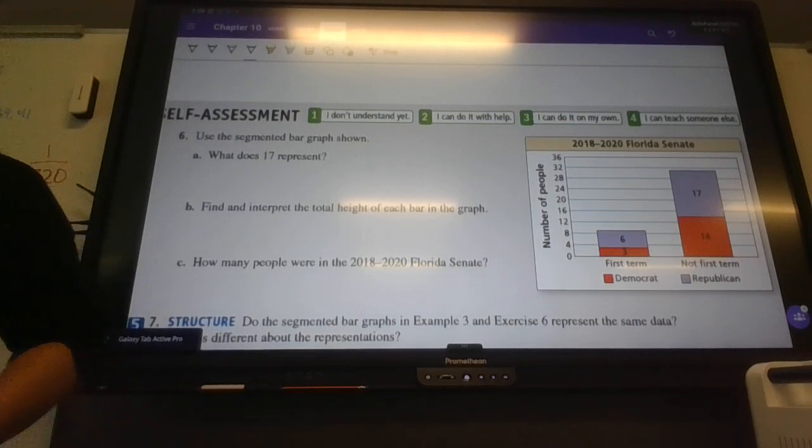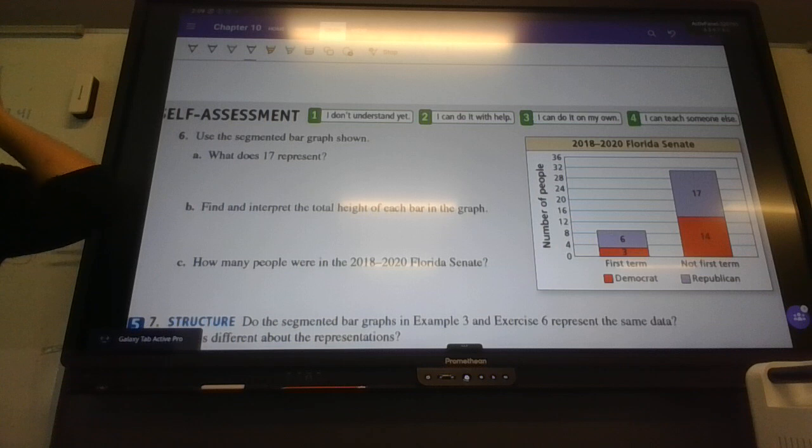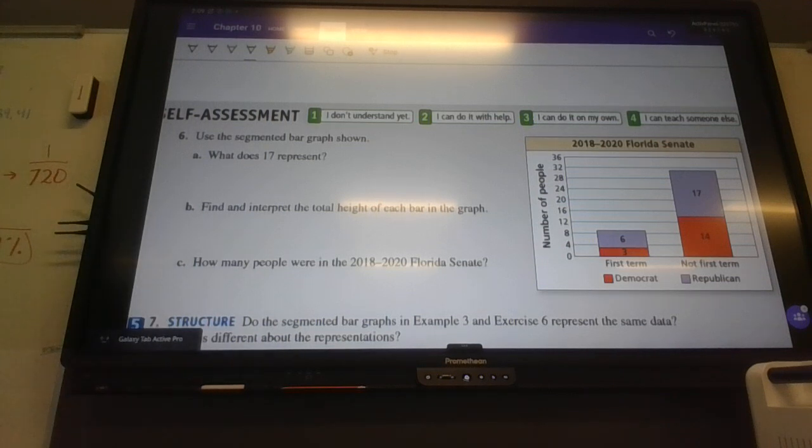Then I already said the heights. Go ahead and find the heights and explain it. And then how many people were in the Senate? This was from 2018 to 2020. I wonder if it's the same today. Yes, I think that would be completely different. The number of people in the Senate? I don't think it changes a lot. Oh, the Senate. Oh, but you're right about probably the category. Yeah, I think that changes a lot. The people in each category.